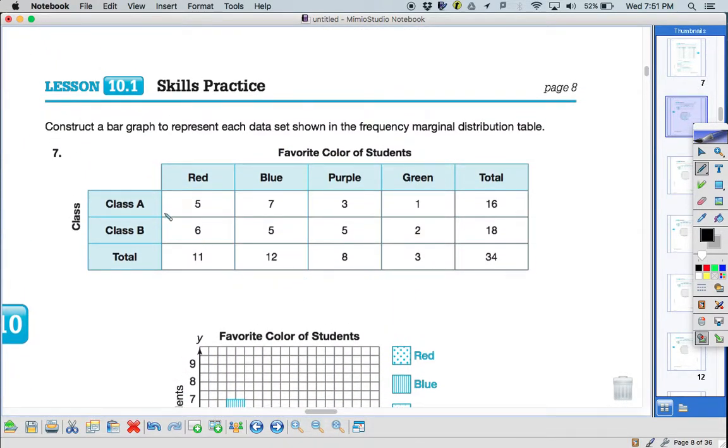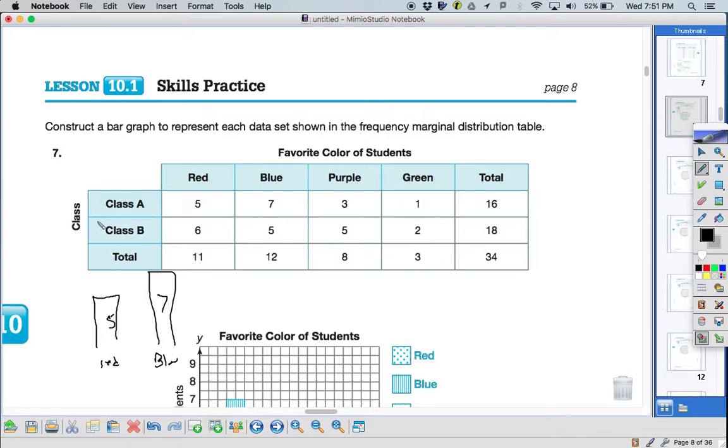Now, generally speaking, when you create a bar graph, you're going to go to class A, find red, and go up 5. So you go 5 high, and this would be red, and then you would go to blue, and go up 7 high. So this would be 7 high, and this would be 5 high, and we just have fun. The problem is now that we have a two-way frequency table, we have 2 things and 4 things, and we have to get all that information on the same chart.